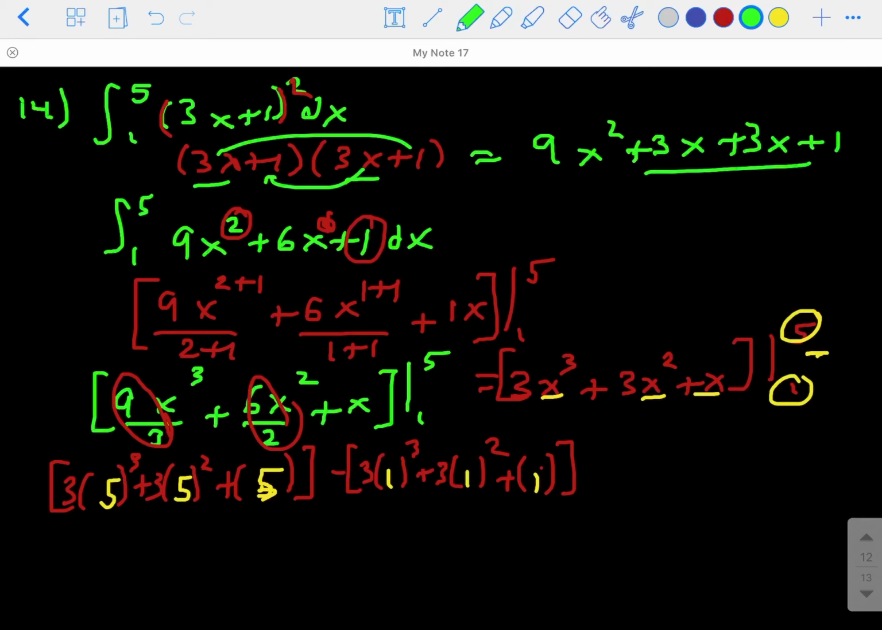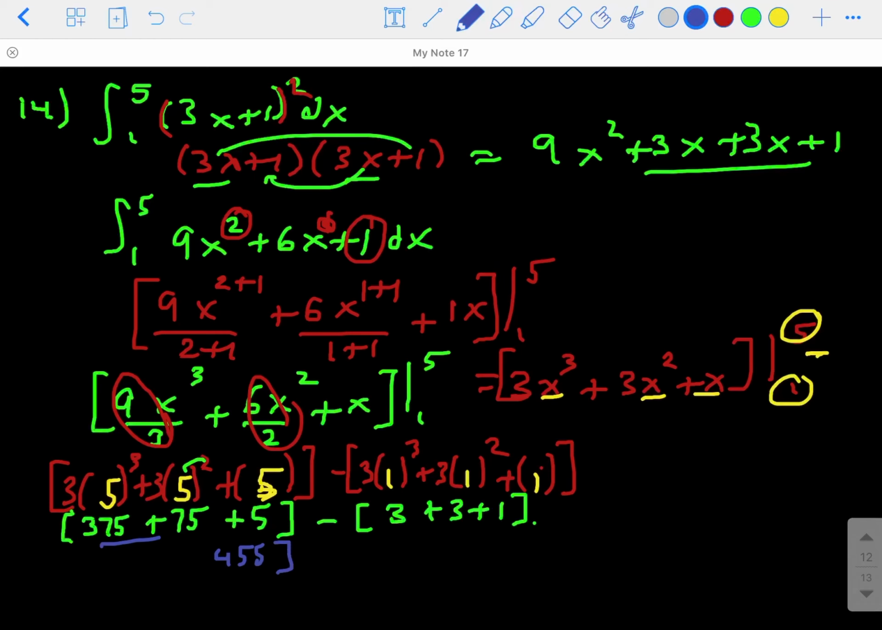Carefully work out the math. 5 to the third is 125, times 3 is 375. 5 times 5 is 25, times 3 is 75, plus 5. Minus 3. 1 to the second is 1, times 3 is 3, plus 1. Carefully work out the math a little bit more. So this is 450, plus 5 is 455, subtracted by 7.